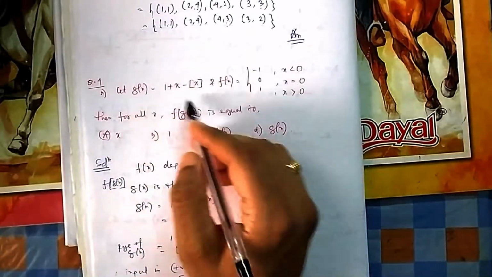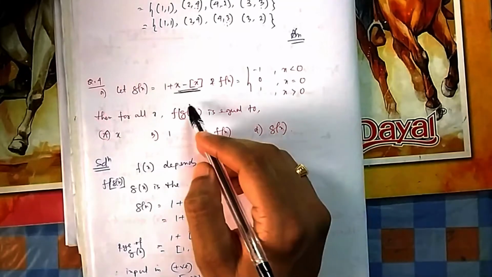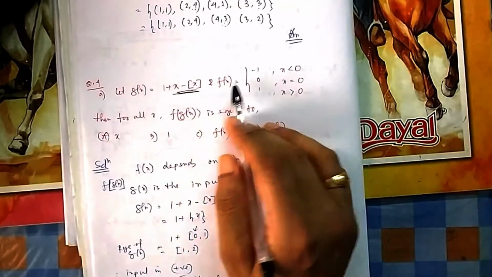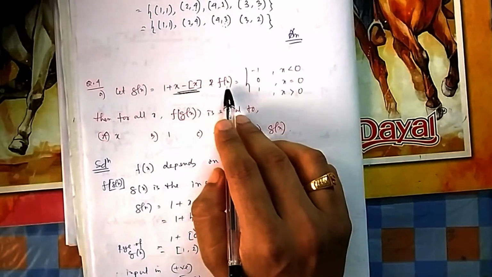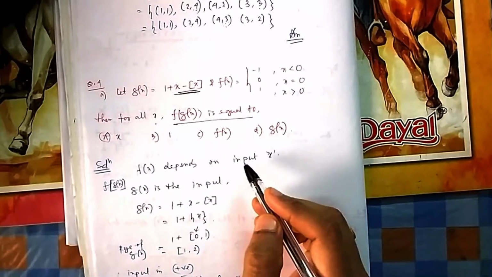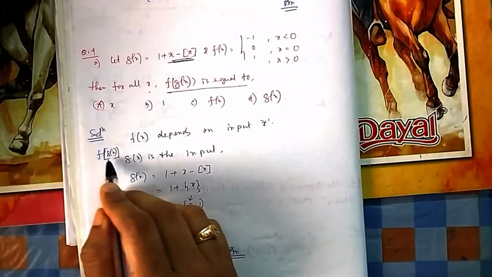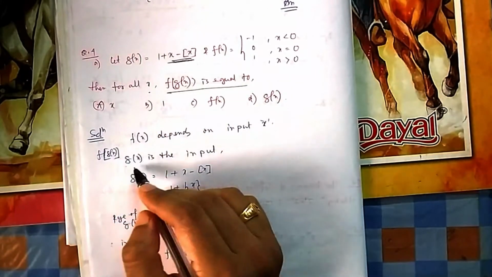Now 4a, if g of x is equal to this. Now you have seen this one. What is this one? This is the fractional part of x. Okay, you have seen this one, and f of x is given this one. For all x, what is g of f of x? Okay, f of g of x.